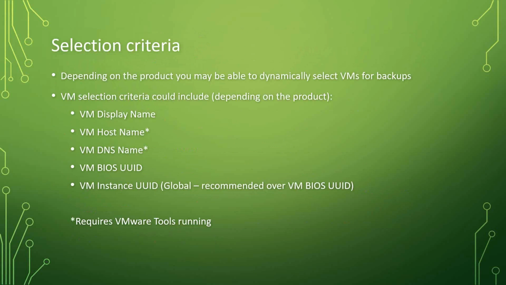So selection criteria can be your virtual machine display name, the host name, DNS name, the BIOS UUID, or the instance UUID. Some of these, for example the host name and DNS name, actually require the VMware tools to be running. So if you have an environment where you turn on a machine to make a change and then turn it off again and leave it off, but you still want that backed up, then you cannot use a host name or DNS name, because the VMware tools will not be running, and therefore you will not be able to actually back that machine up.